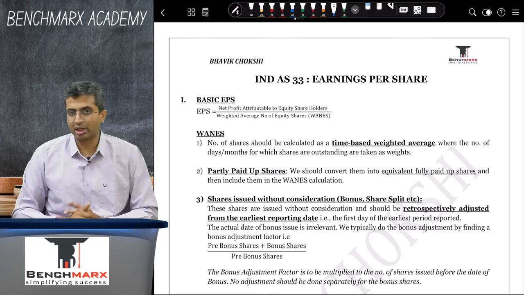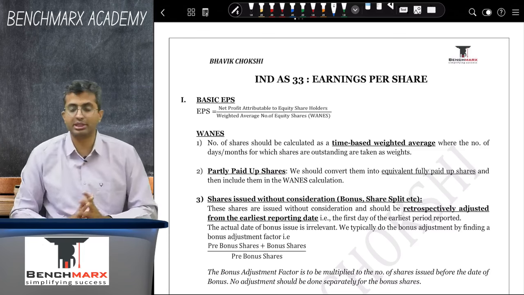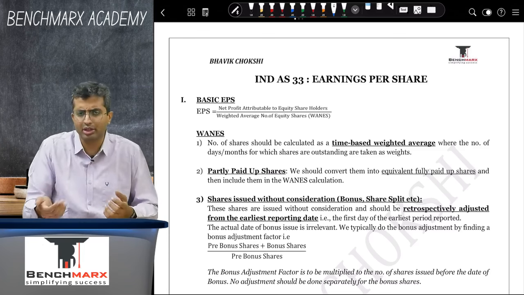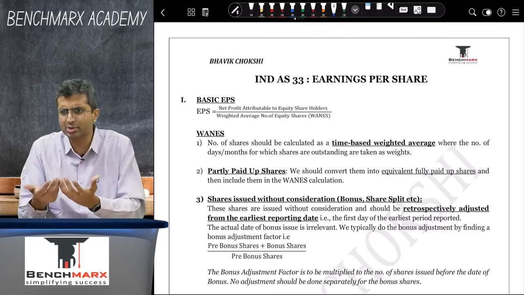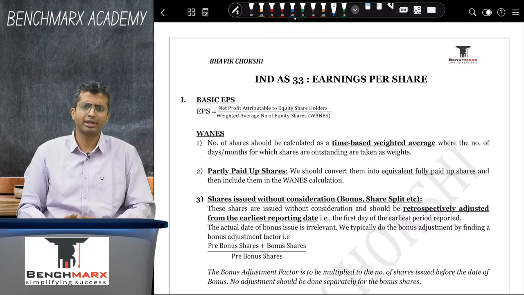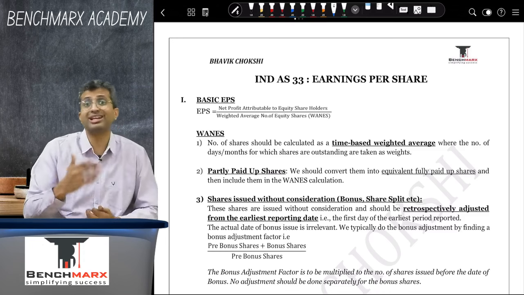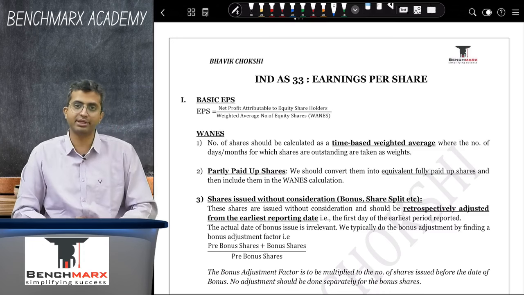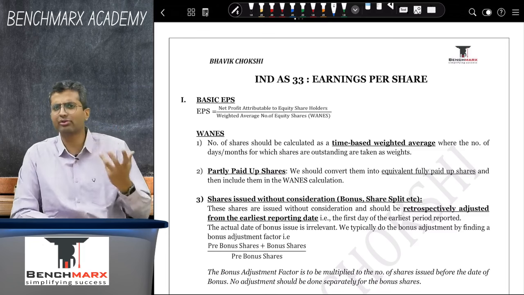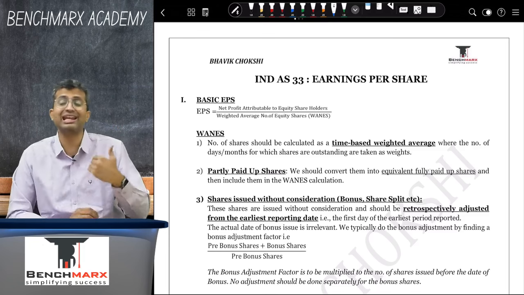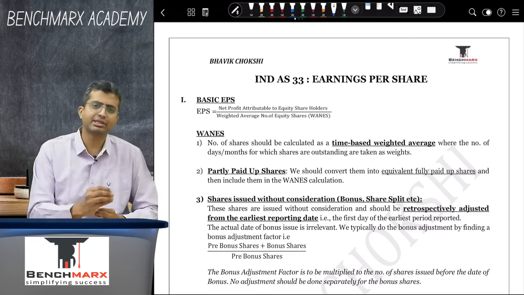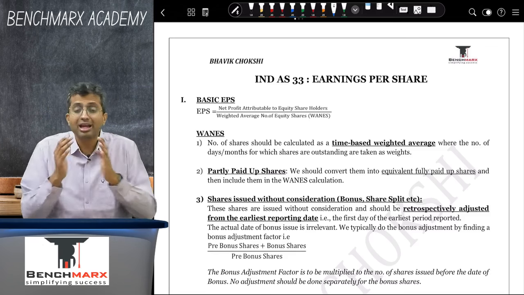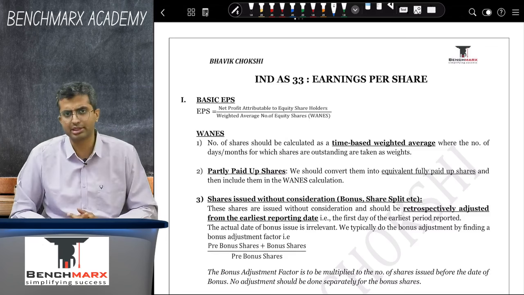Next comes right shares. Now right shares are issued for a consideration, and as a result the treatment over here should be similar to the shares which are issued for consideration. That is, you will take the right shares from the date they were actually issued into the EPS calculation. However, the right shares almost always are issued at a discount, and hence there is a hidden bonus inside the rights, and hence Ind AS 33, AS 20, both of them require you to make an adjustment for the rights.